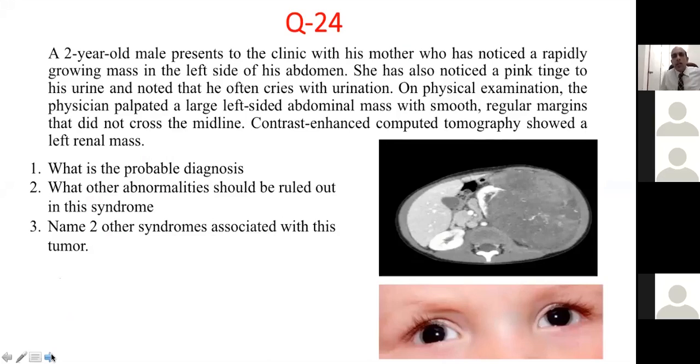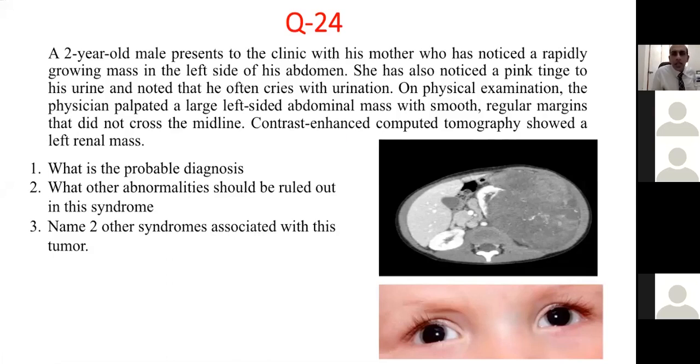So this is a child with a large mass in the abdomen, and on examination you can see this mass, which is huge, and a CECT shows that it is arising from the kidney. So somebody has said neuroblastoma, but you see that eyes have been shown. So eyes are shown to indicate something. They are shown to indicate aniridia. So it is Wilms tumor.